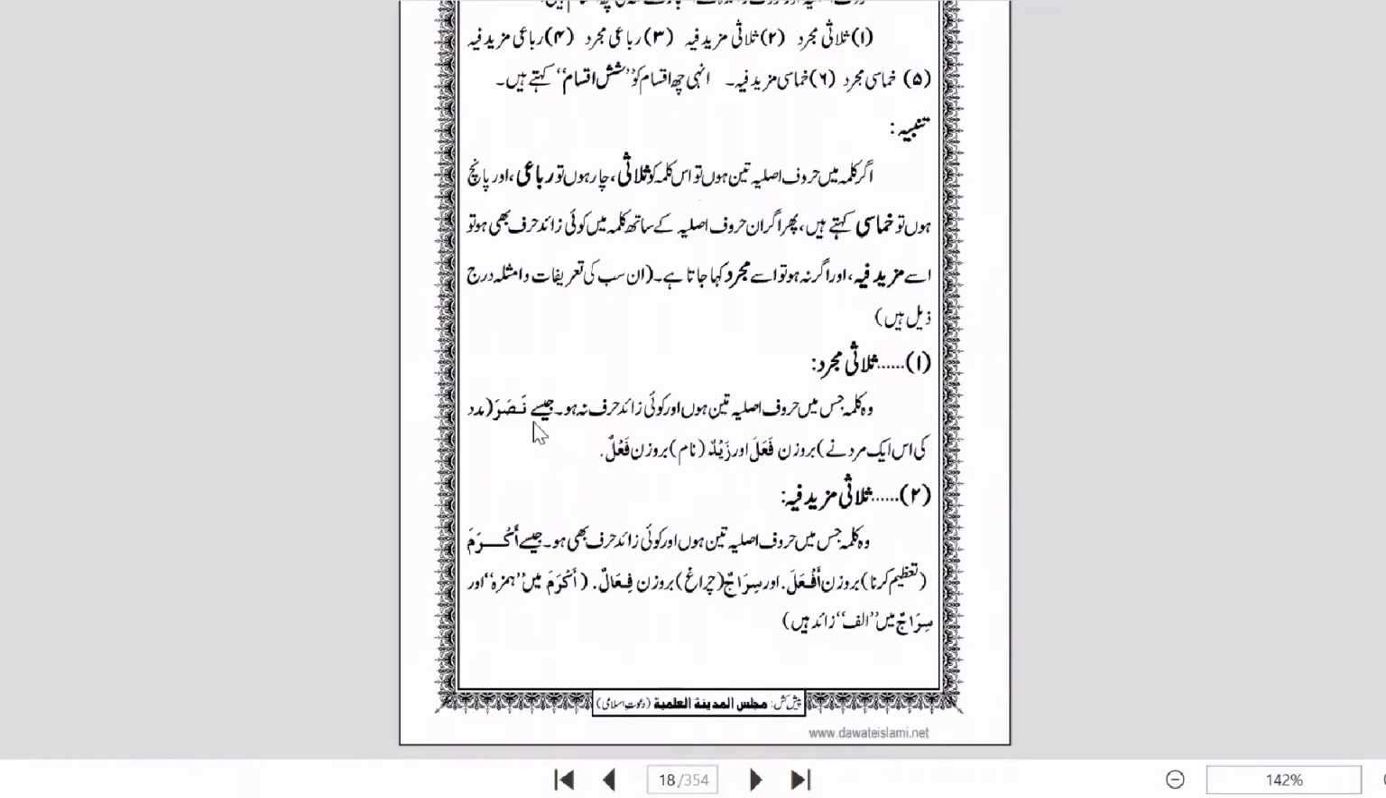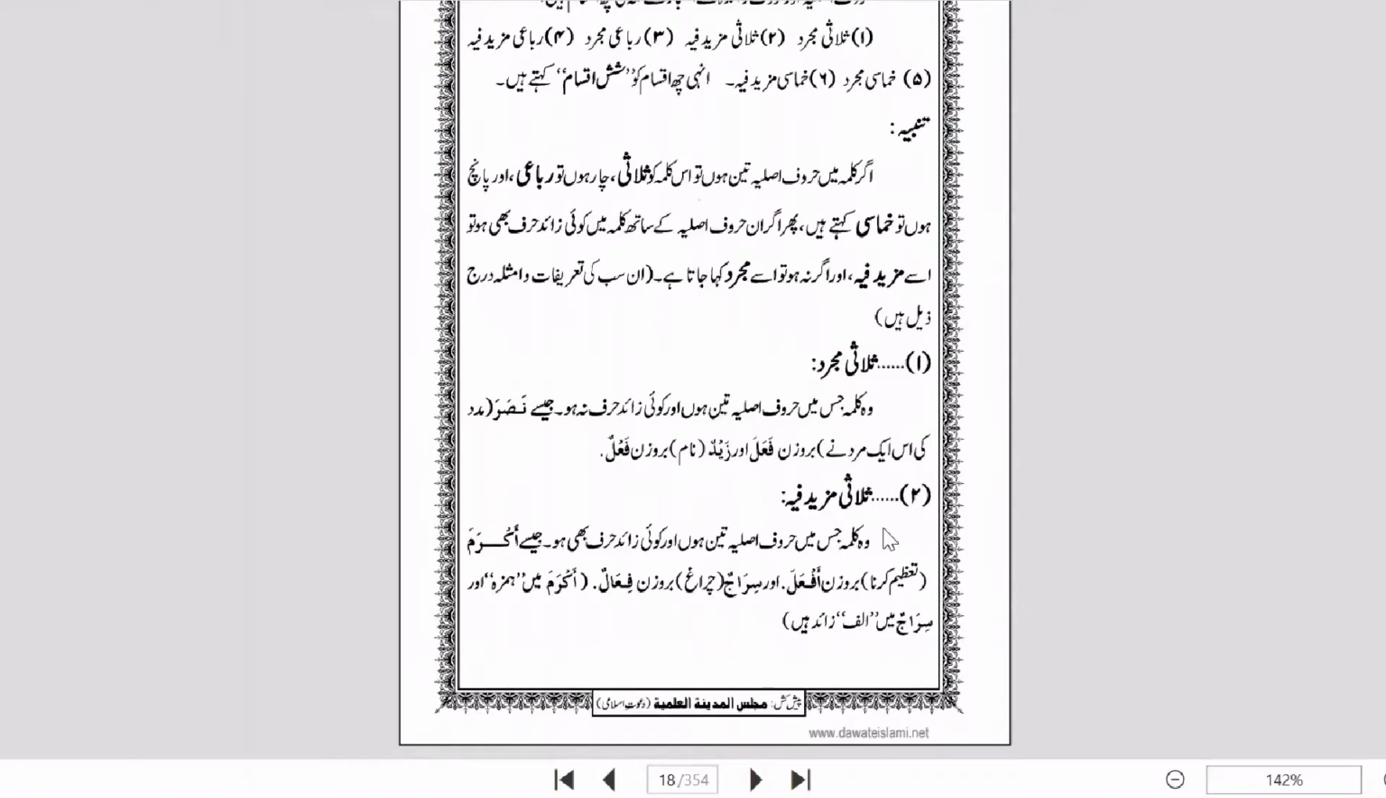So in Nasara, because there are 3 letters and these 3 letters are its original letters, because they come on the scale of Fa'ala, these will all be huruf asliya and there will be no zaida, no additional letters. And also in Zaydun, because it comes on the scale Fa'lun, you can see that there are 3 original letters and there is no additional letter, so this will also be Sulasi Mujarrad.